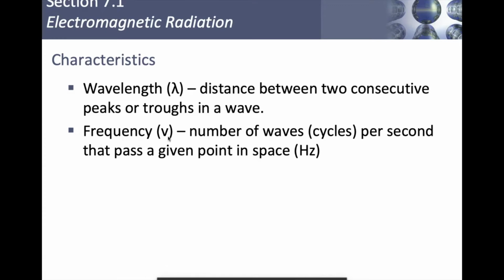Frequency is abbreviated as something that looks like the letter V, but it's actually the Greek letter nu, and it's the number of waves per second that pass a given point in space. Most frequently, no pun intended, the way that we see frequency as a unit is in hertz. Wavelength, we normally think of in nanometers, especially when we're talking about visible light. But generally, with SI units of measurement, it would be meters. So you would measure wavelength in meters.